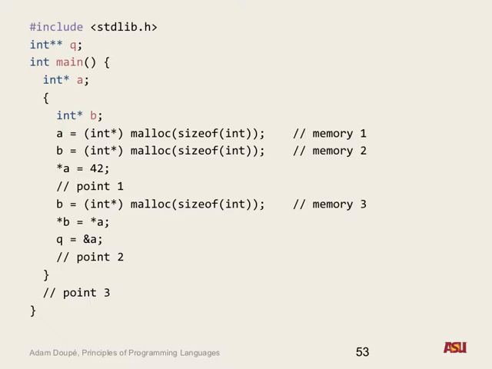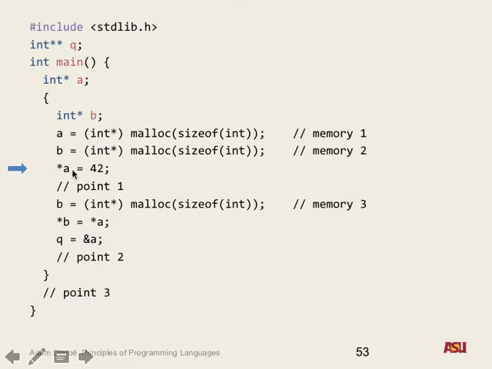Let's look at one more example. So we're here in main, and then we enter a new scope. Scoping rules. Inside the main scope, there's an int pointer A declared, and then inside that scope, we have an int star B declared, and then we are mallocing a new integer, assigning it to A, and mallocing another new integer, assigning it to B. So we can call these addresses address 1 and address 2.